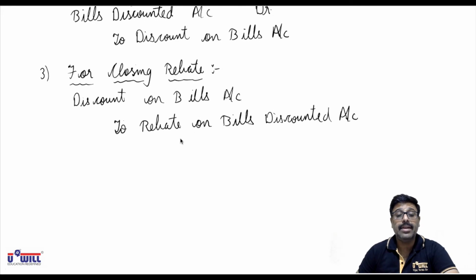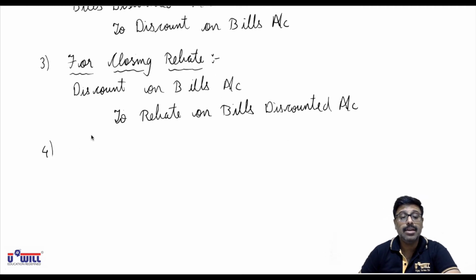I repeat. Normally, what is the journal entry for pre-received income? Income account debit. You debit this income to decrease the income of the current year, because it belongs to next year. And to pre-received income, because it is our liability. It is an income received in advance for the next year. So discount on bills account debit to rebate on bills discounted account.